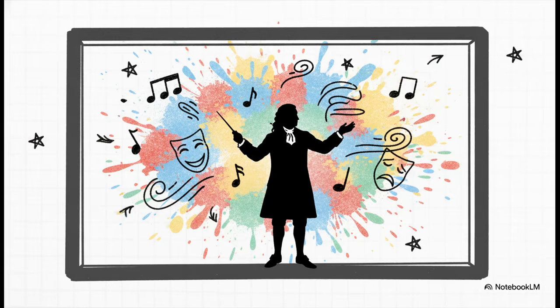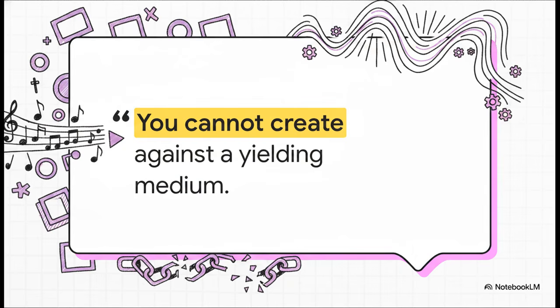Mind-blowing, right? Now, moving from language over to music and theater, let's talk about the brilliant composer Igor Stravinsky. He offers us this fascinating concept called constraint theory, because as it turns out, unlimited, total freedom is actually terrible for creativity. He famously said, "You cannot create against a yielding medium." So the crucial takeaway here for musicians, artists, and creators is that an infinitely free medium yields absolutely nothing. You have to master the rules before you can break them.